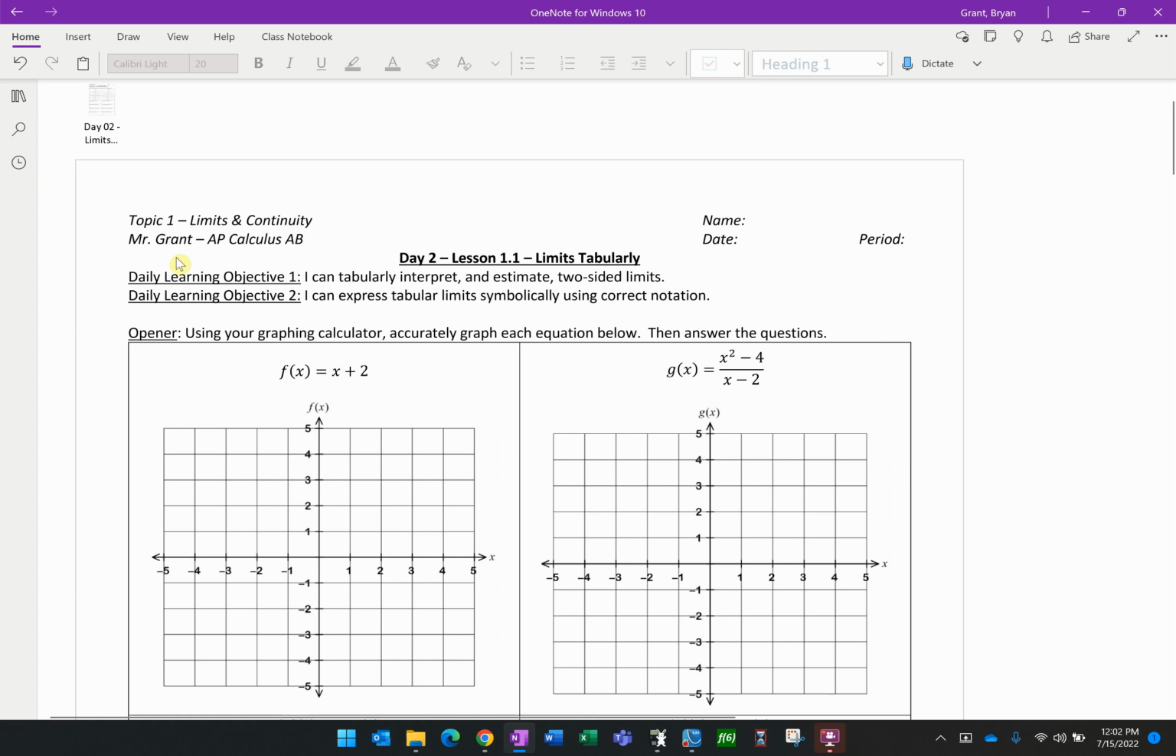These lessons are set up so that there are some daily learning objectives. They're telling you by the end of this lesson you should know a couple things. Here you should be able to tabularly interpret and estimate two-sided limits. We'll talk about some of those words later on, and express tabular limits symbolically using correct notation. So at the end of the lesson, you should ask yourself, do I know how to do those 2 things? And if you don't, check in with me or your teacher, whoever that might be, to make sure that you actually understood what you were supposed to for the lesson.